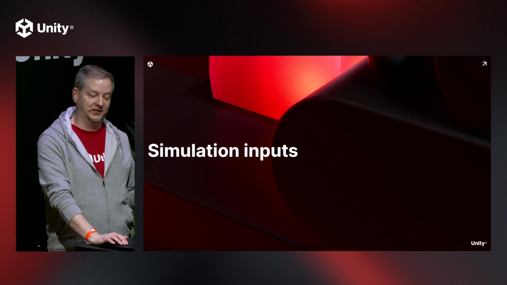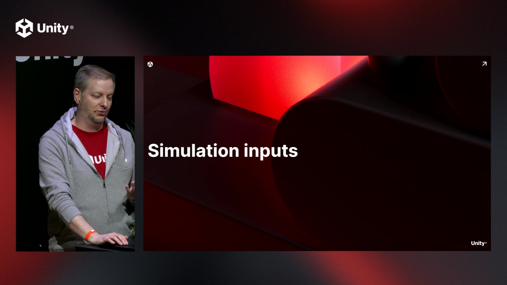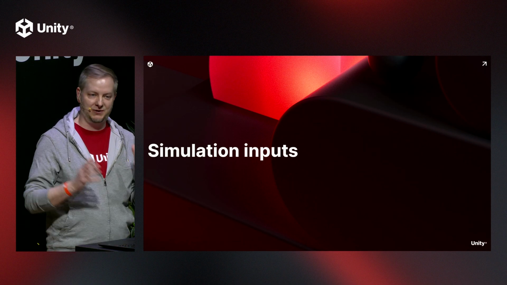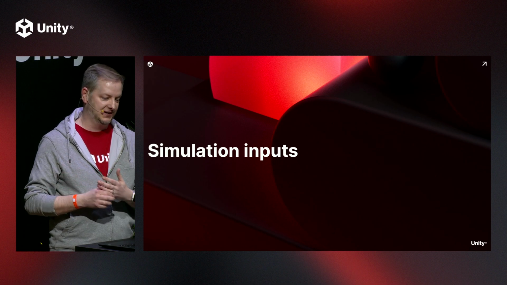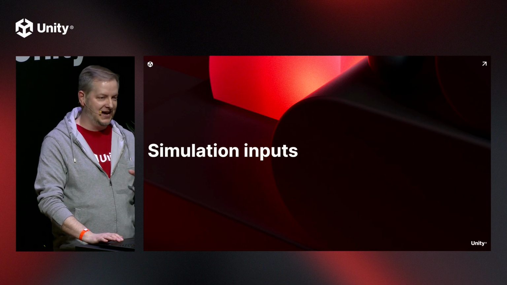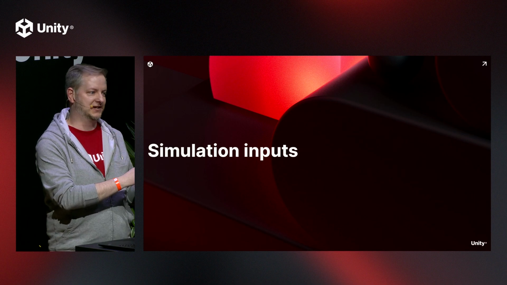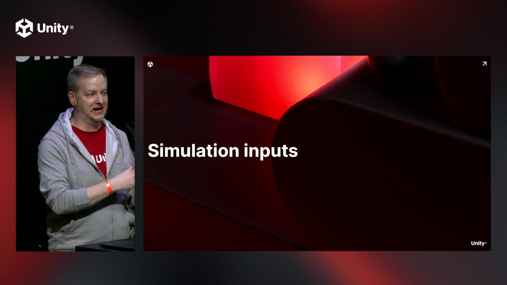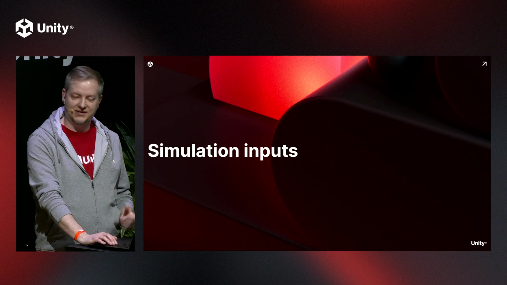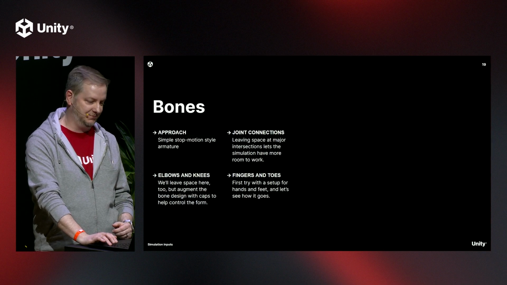Simulation is really good at replicating something from the real world. If we were creating a realistic human, we would use a realistic human as our reference. For the stylized character, I decided that a stop-motion puppet is the real-world counterpart that I will try to replicate with the technique. So let's go in and look at some of the simulation inputs.